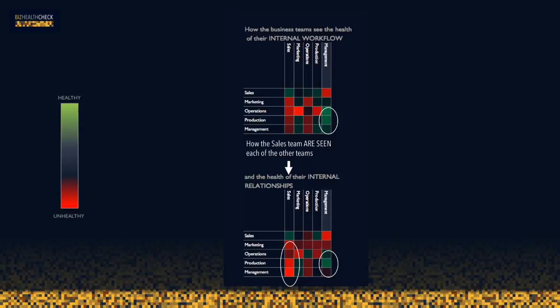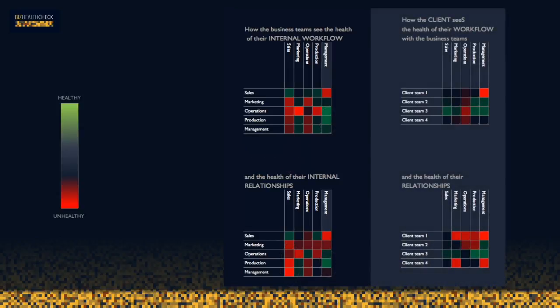Now, if we can take this view of the health of workflow and the health of relationships within the teams within our business unit, we can then step across and we can talk to the teams within our clients, and we can ask them how they see the health of the workflow and the health of the relationships. So looking at this client, we see hotspots that client team 1 has with the management in the health of their workflow. And there are some real issues that the client teams 1 and 2 have with operations, production, management and marketing.